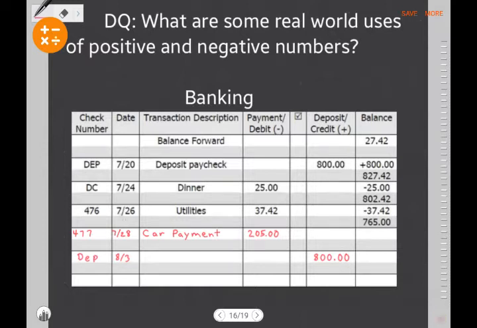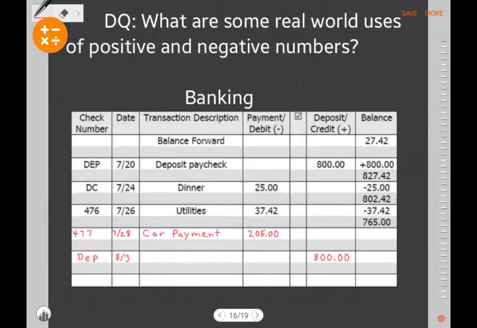On 7/26, a check number 476 was written to pay a utility bill, probably electricity, for $37.42. That's going to have a negative impact on the balance, so it's in the debit column. And then in the balance column, we record that same amount as a negative number, and then we add that negative to the balance, and we get a new balance of $765.